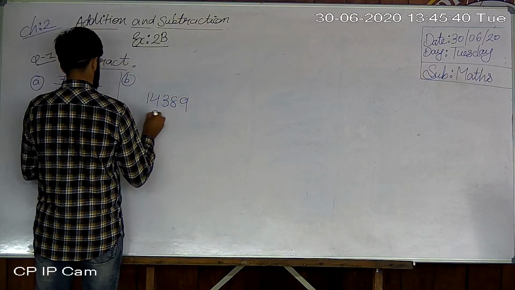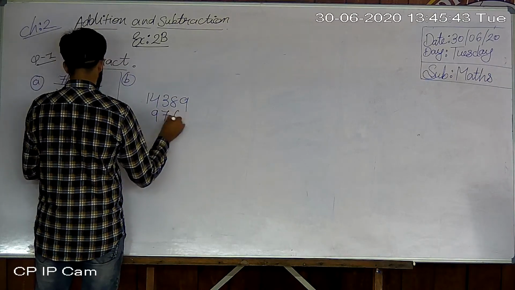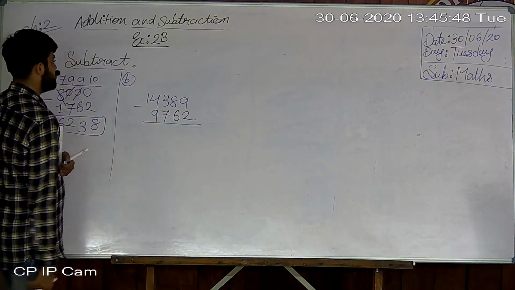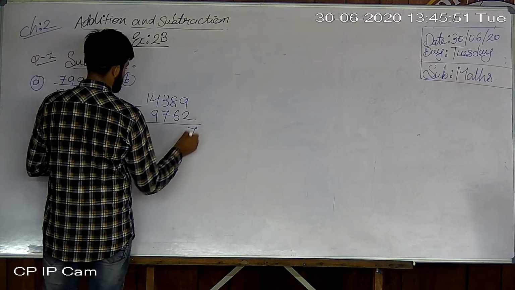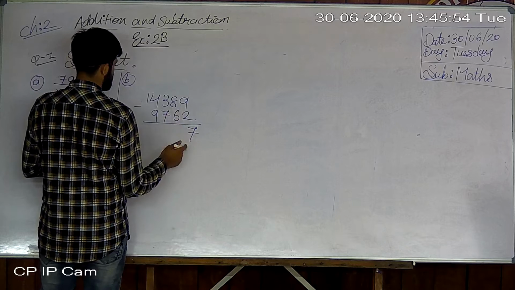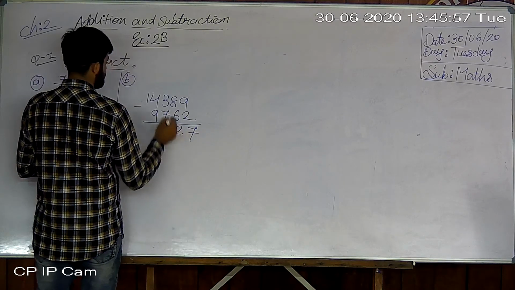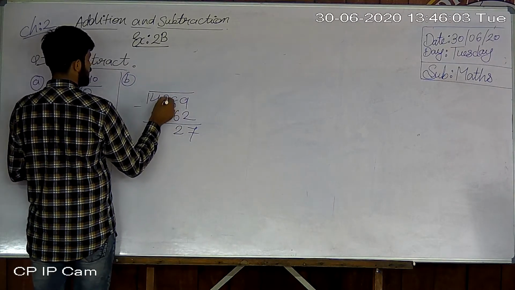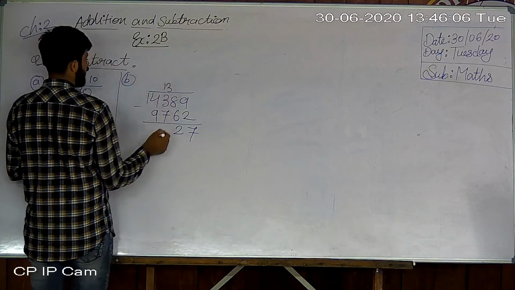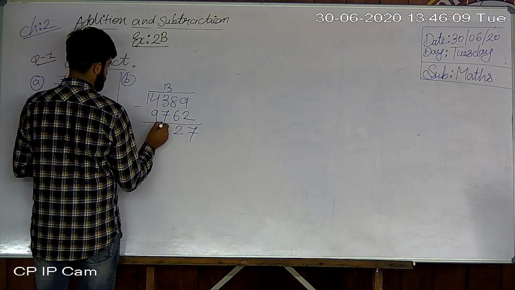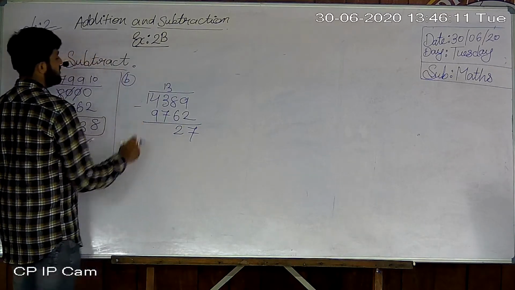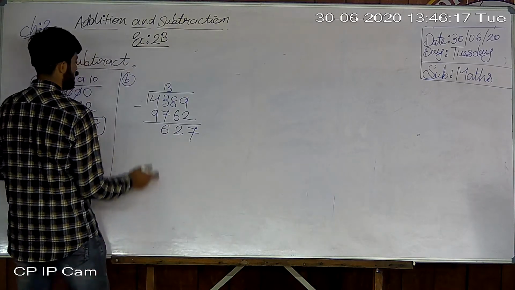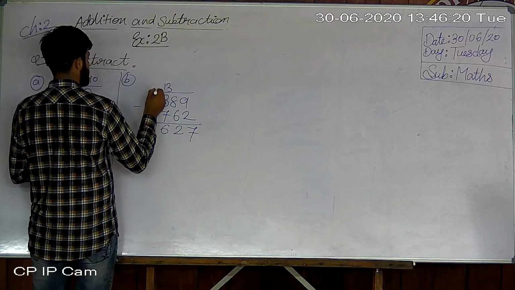14,389 minus 9,762. Okay, 9 minus 2, so 7. 8 minus 6, 2. 3 minus 7, not possible. So I am taking a borrow. 10 plus this digit, which is 3, so 13. 13 minus 7, so 6. And then after that 4. We have got 4 and put the 3.